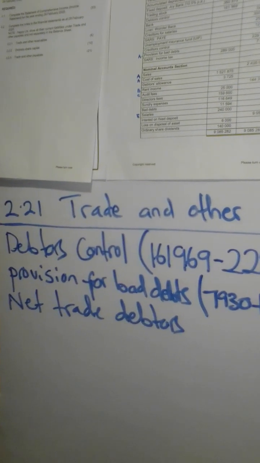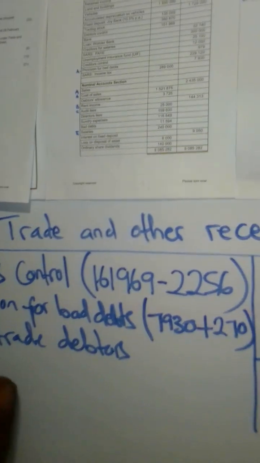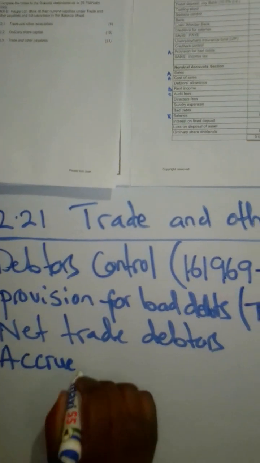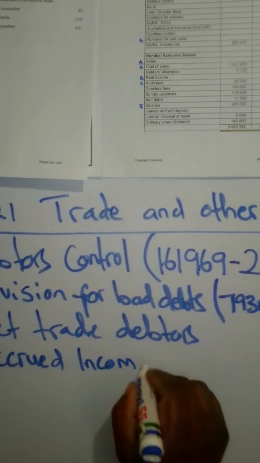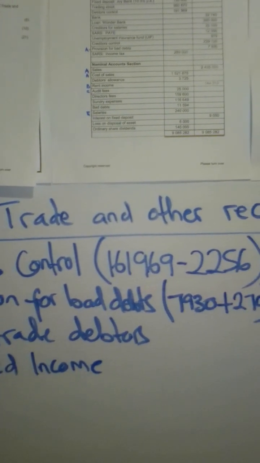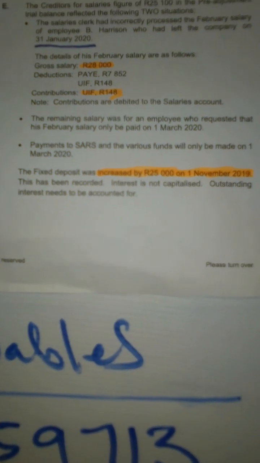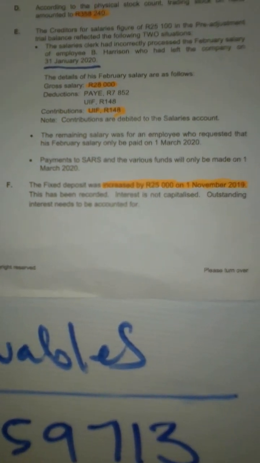So according to this question, we actually had accrued income. Accrued income is also a part of the trade and other receivables. Accrued income is income that is receivable. Where do we have the accrued income? We go back to adjustment number F, the adjustment on the fixed deposit. If you go back to the calculation that we did, you'll find out that we had an accrued income amount.